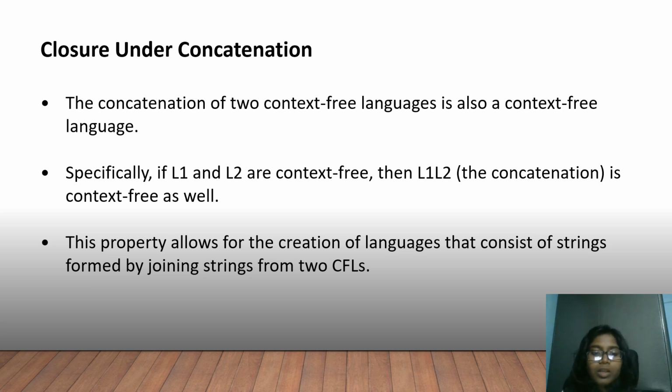This property allows for creation of a language that consists of strings formed by joining strings from two context-free languages. So this is maybe not applicable for integers. It is mostly used for strings or characters. For example, L1 has A and L2 has B. So the concatenation of L1 and L2 will be AB.